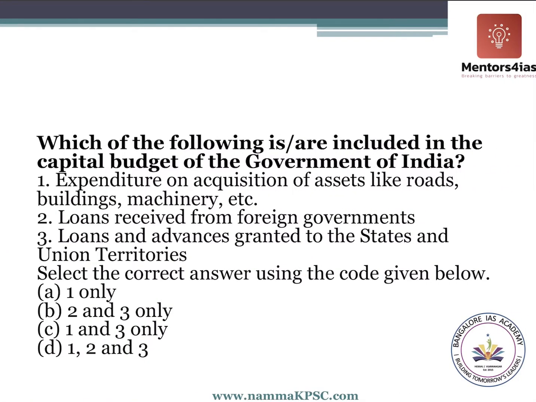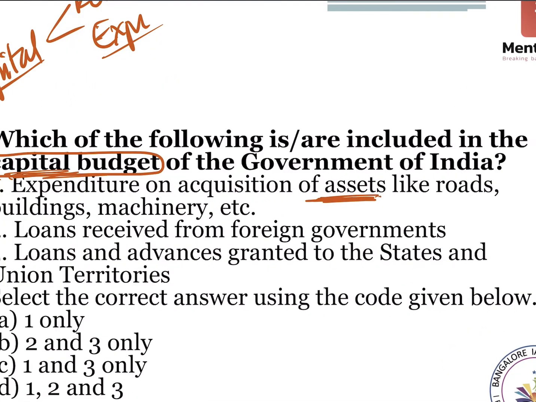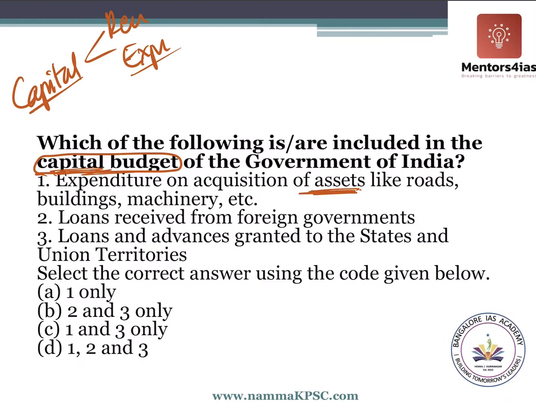Next question. Which of the following is included in the capital budget? So here they are not asking whether it is income or expenditure. So capital receipt, or it can be capital expenditure. So which of them is included in the capital budget? Expenditure on acquisition of asset. When you are creating an asset, it is capital expenditure. Then loans received from the foreign government. This is also a receipt, but it is capital receipt. So this is also correct.